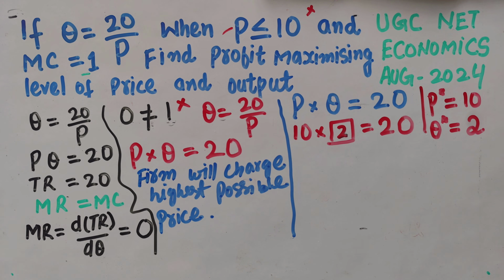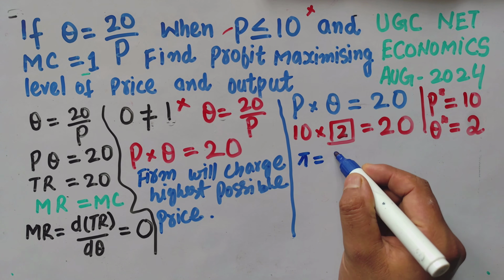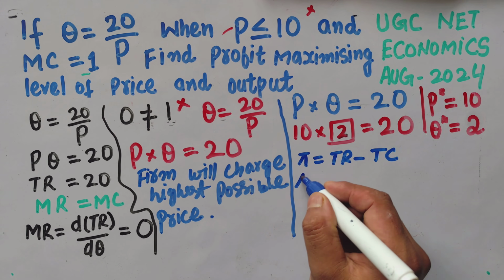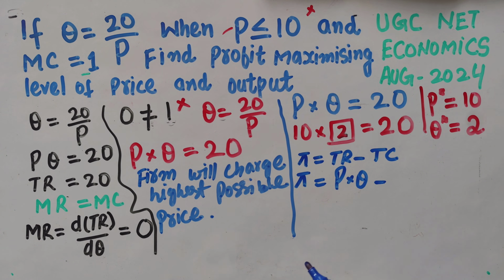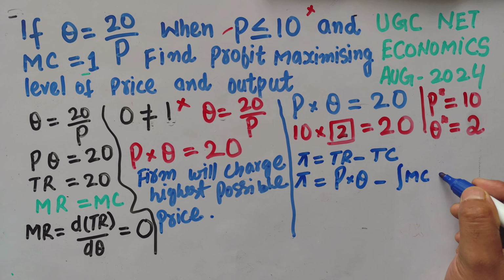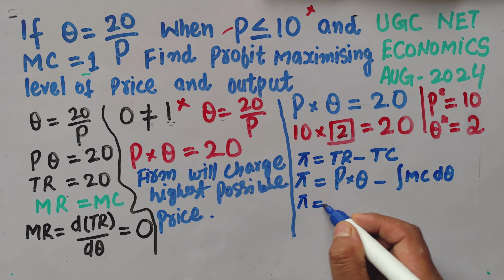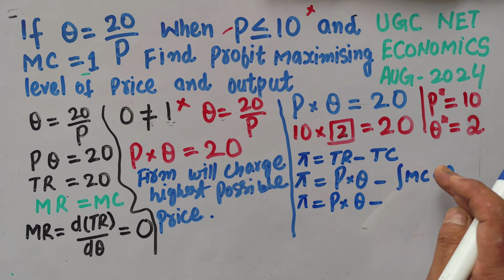Let us do some simple example. We know that profit is equal to total revenue minus total cost. Total revenue, as you know, is simply equal to price into output, minus the total cost. That is the integral of the marginal cost function with respect to output. Here we assume fixed cost is equal to 0. So our profit will be equal to P into Q minus the integral of marginal cost, which is 1.